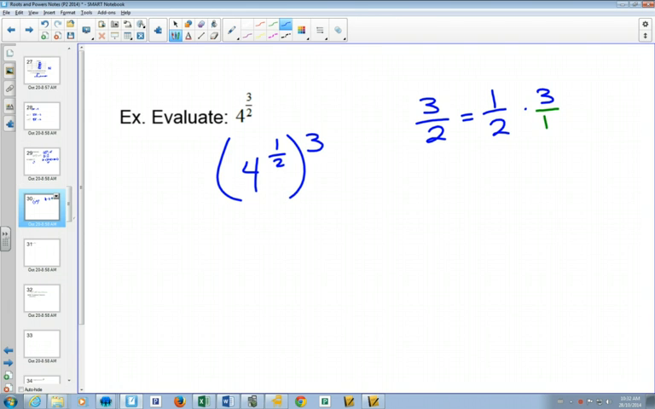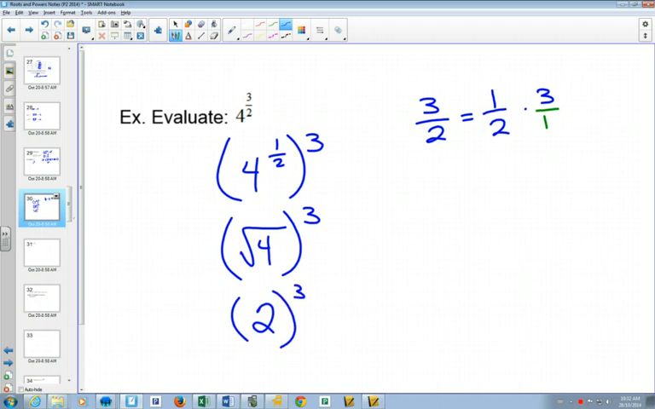Why would that be helpful? Xander? We could change the half to square root of 4. You know the square root of 4? It's 2. And then you still have to the power 3, and 2 to the power 3 is 8. So there's our mental math. 4 to the 3/2 is 8.